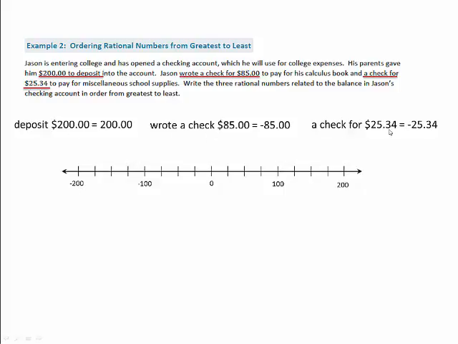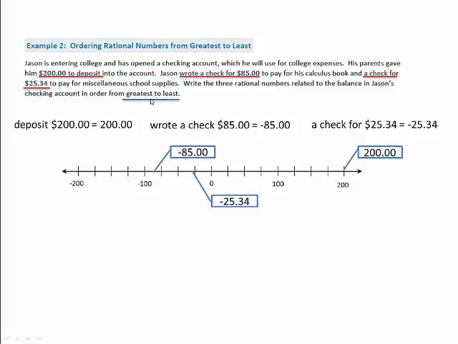If I put each of these three numbers on the number line, positive 200 is over here. Negative $85 is over here. It's more negative than negative 75, but not all the way to negative 100. And then a check for $25.34, negative 25.34 hundredths. Here's negative 25, so negative 25.34 hundredths is really close to it right there. So here are my three numbers on a number line.